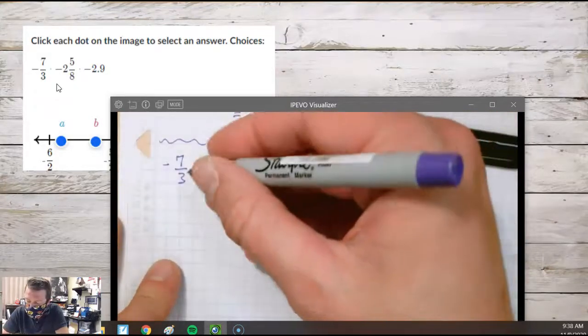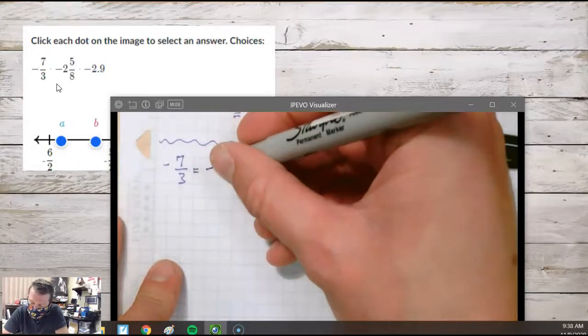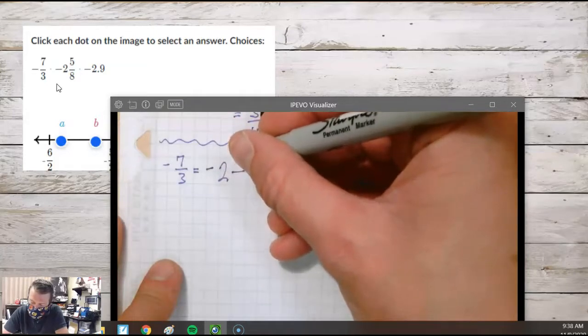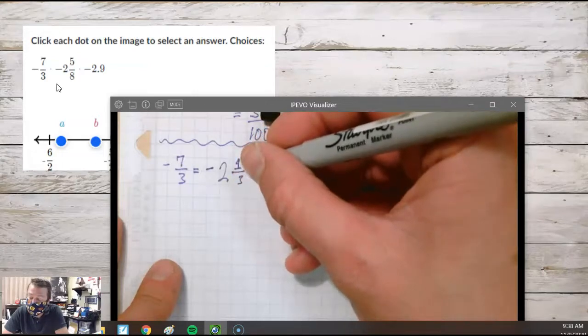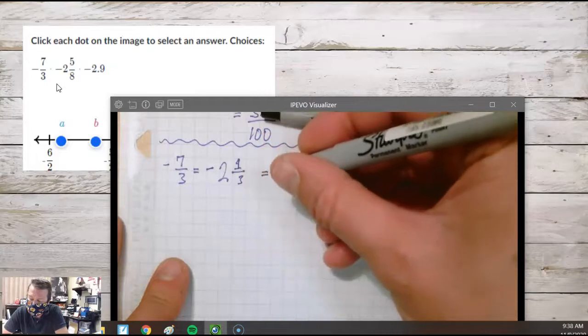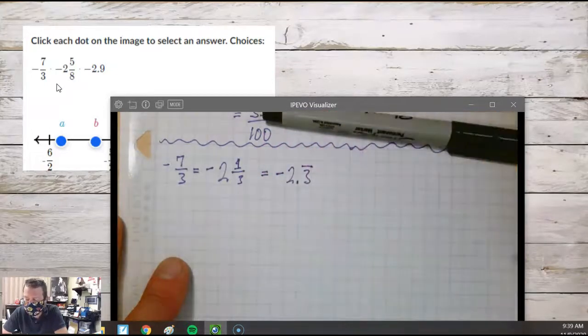So 7/3, how many 3's are in 7? Well, 2. So 2. What's left over? 6 repeating? Ooh, hold on. 1/3 is left over, so be careful. It's not 2.6 repeating, it's 2.3 repeating. Yeah, it's negative 2.3 repeating.